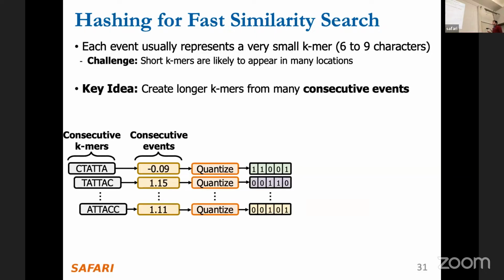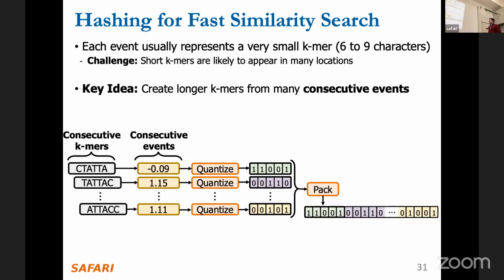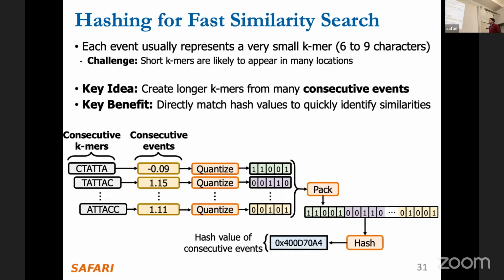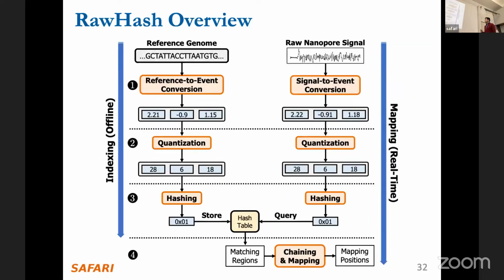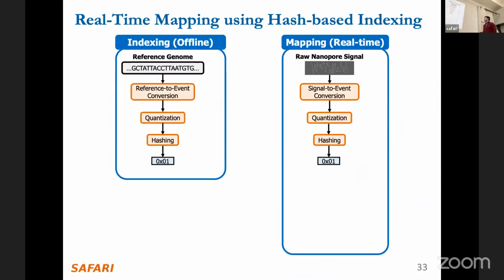To achieve this, we create longer k-mers from consecutive events. We simply pack the quantized values into a single value while preserving their order in our packing, so that we create a longer k-mer from many consecutive event values. Then we simply hash this, and we use this hash value for matching purposes. And this is basically the entire picture of generating hash values and then using the hash table.